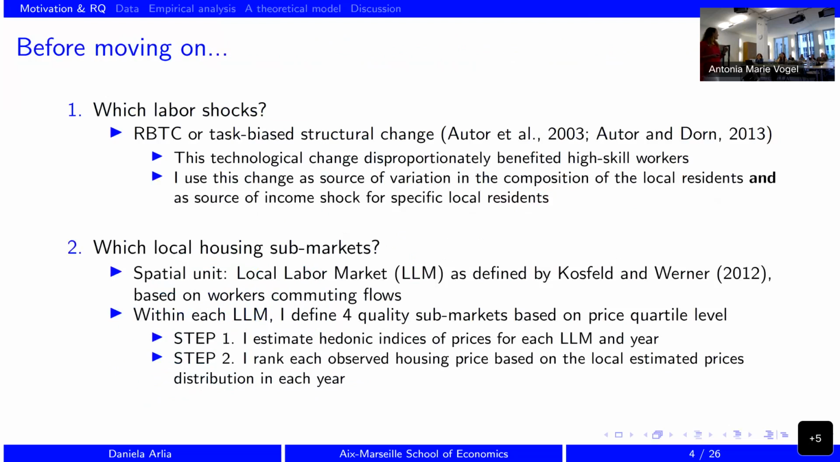Yes, I will. So maybe this means that some can be run in quarter 1 in one year and quarter 2 in another period? I exclude the repeated houses, so it's a cross section of housing. I simply divide the distribution in quartiles each year and for each spatial unit. Yes.